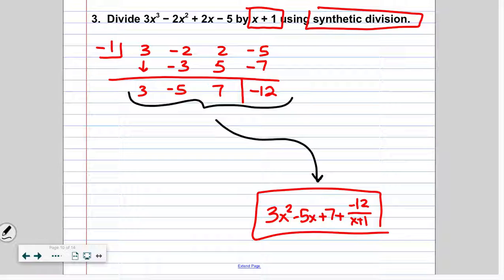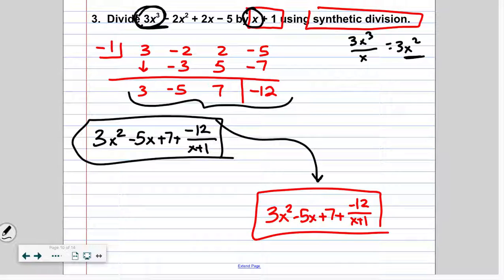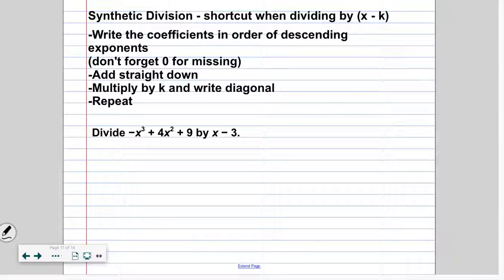So how do we write this? We write it with 3, and then we always go, see how this was 3x cubed and this was x? Well, what's 3x cubed divided by x? It's 3x squared. So see how it's one less degree? Well, that's where we'd start. So we always start with one less degree than our original. So if our original was 3x cubed, we're going to go 3x squared. And then we just work our way down from standard form. Minus 5x plus 7 plus negative 12 over x plus 1. And there is our answer. Same answer as we got before. So we can use synthetic division as well. Let's do another problem by synthetic division.